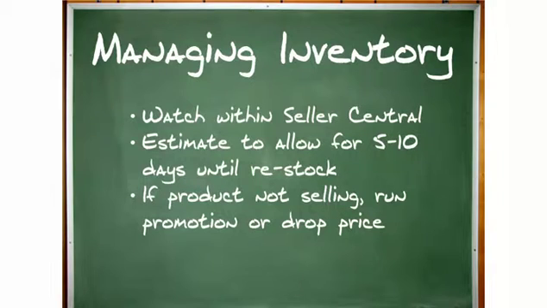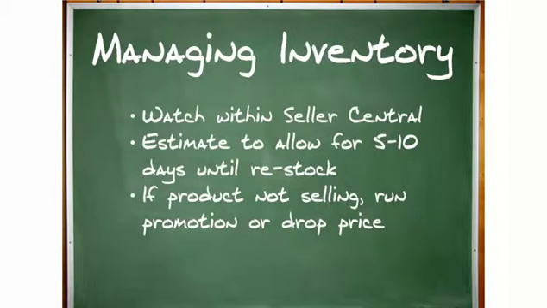And one thing to note is you're going to want to estimate about 5 to 10 days until restock. So if you see a product that's running low, don't wait until the last minute, especially if it's selling well. Otherwise, you're probably going to run out of stock on Amazon, and while it's waiting to be restocked because you ship more inventory to Amazon, you're basically not getting any sales for those days.